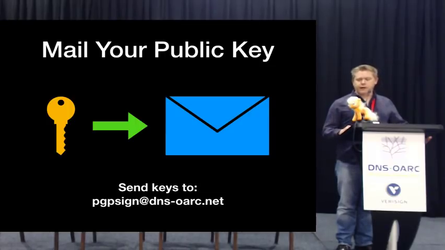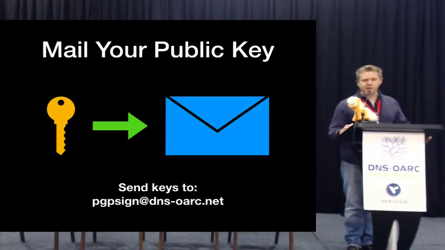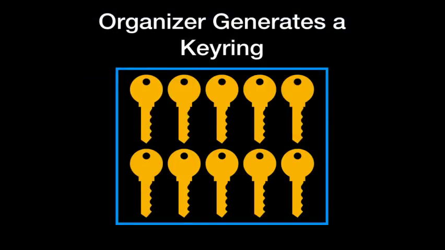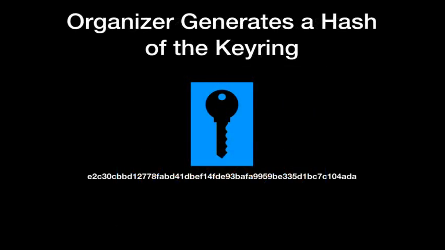So you would mail your copy of your public key to this email address, pgpsign@dnsoarc.net. The organizer takes all the keys that they receive and puts them together into a key ring. That's a file that basically has the public half of all of the keys of all the people who want to participate. Once that key ring is formed, the organizer creates a hash of it, and then either posts that publicly, reads it out at the key signing, or makes it available in some way that people can trust that hash.